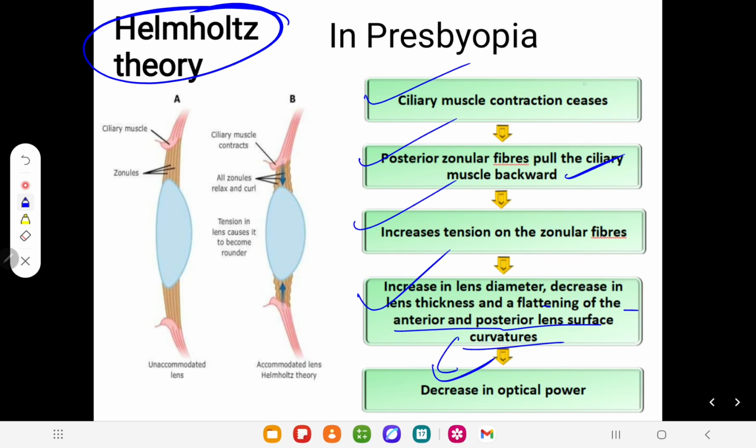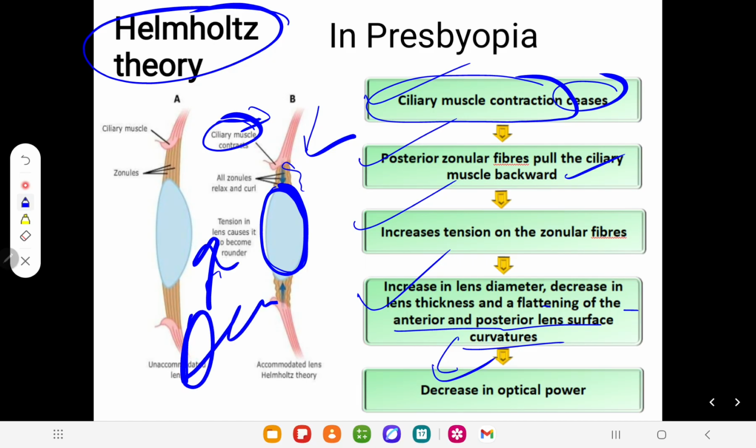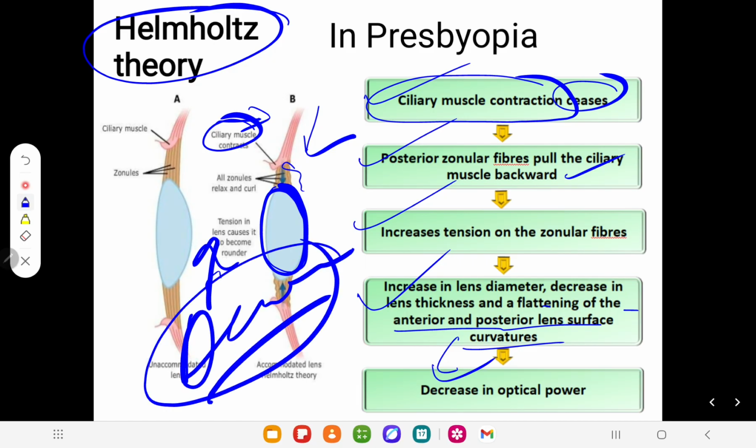At the same time, if we think, ciliary muscle contraction increases, not ceases. If it contracts, as in this second picture, what happens? The zonules become a little bit flaccid and the lens takes a more round shape, which means the optical power increases, which means accommodation happens, isn't it? This is the Helmholtz theory.